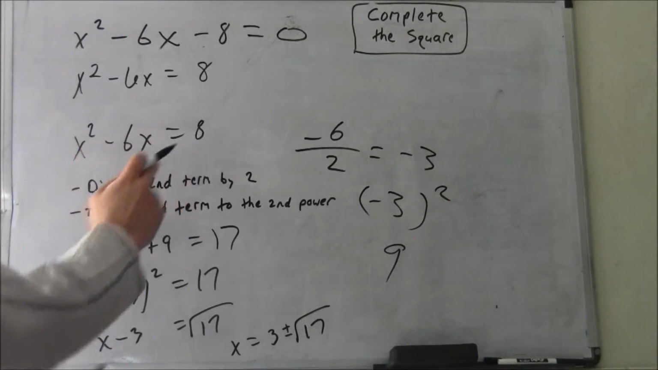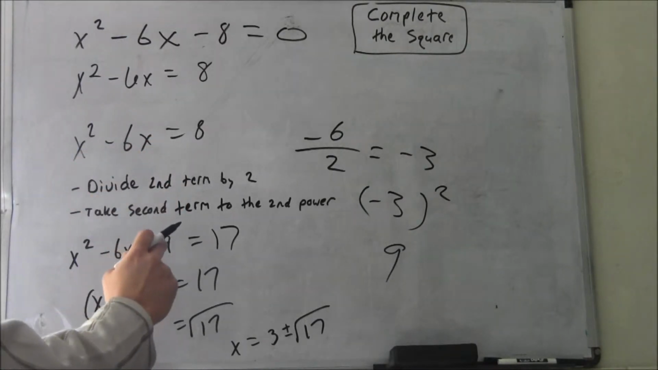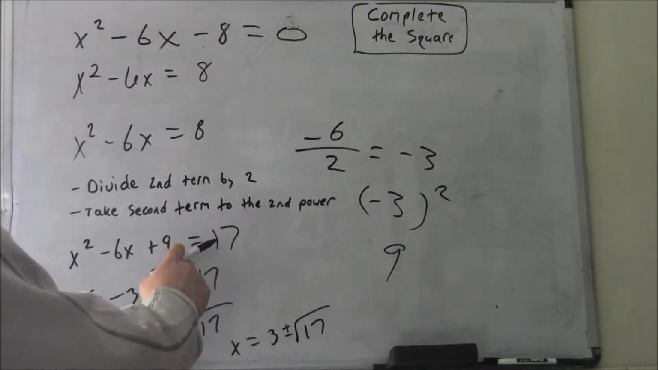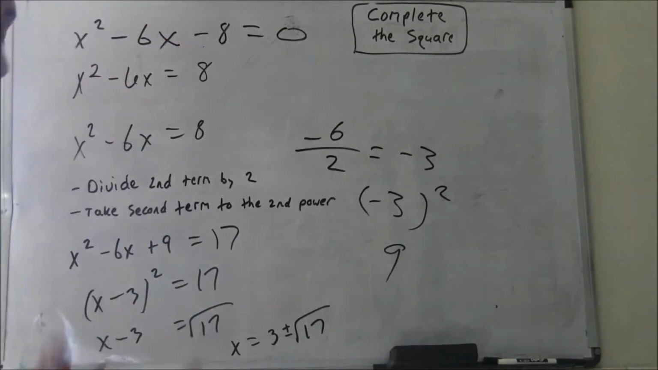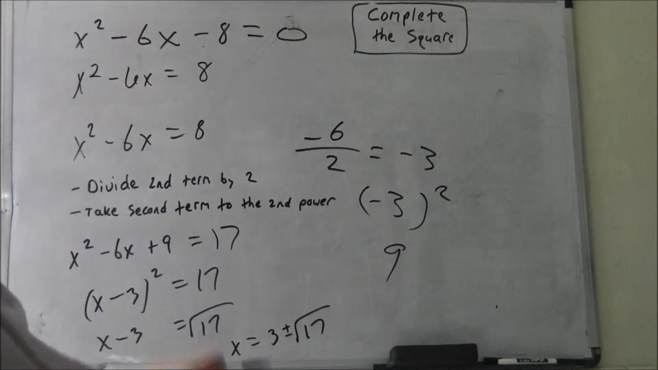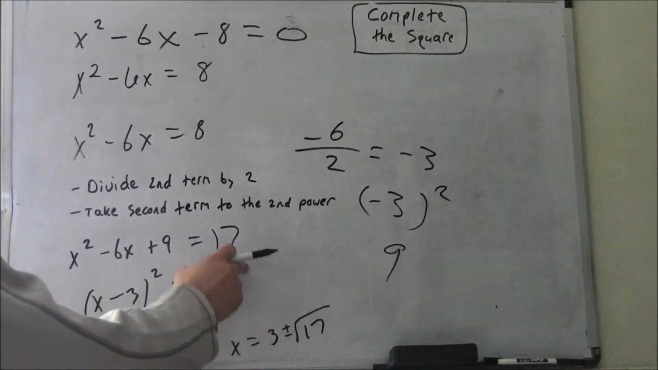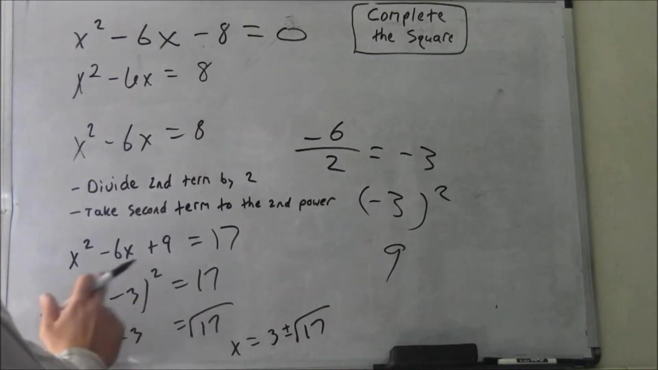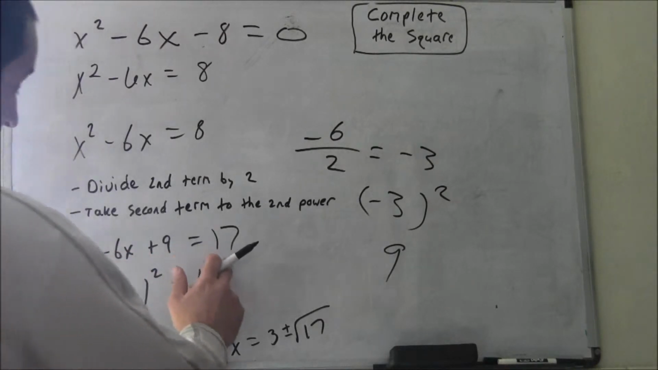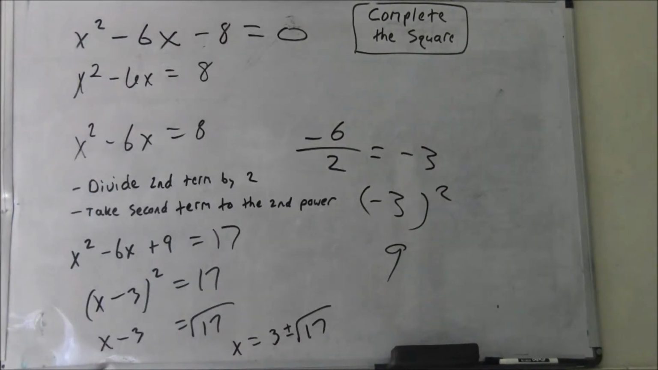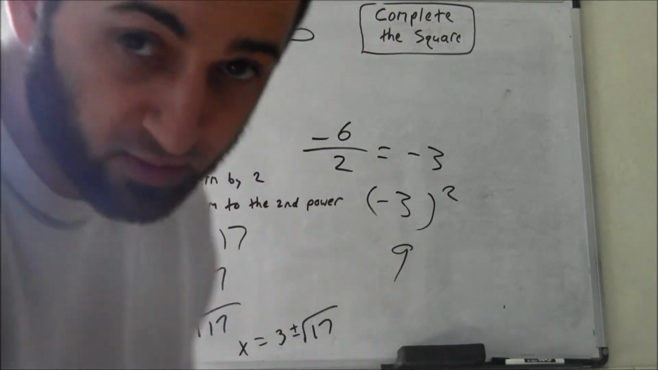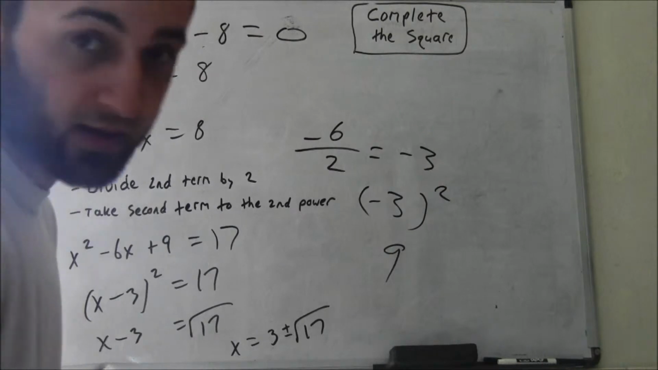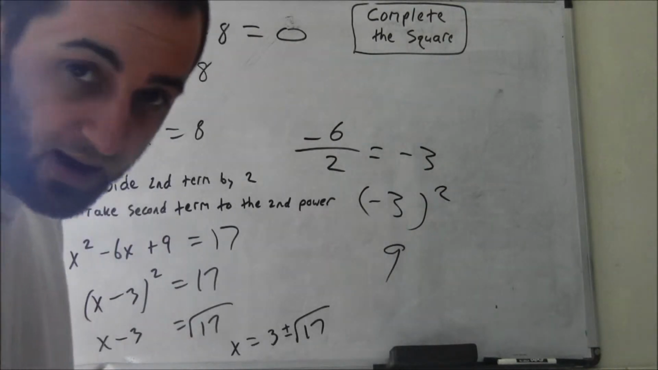In the original problem, x squared minus 6x plus the 9, you throw the 9 in right there, equal to 8. But you take that 9 and add it to both sides, so 9 plus 8 is 17. Then you're left with x squared minus 6x plus 9 equals 17. When you see x squared minus 6x plus 9, you know that's x minus 3 to the second power.